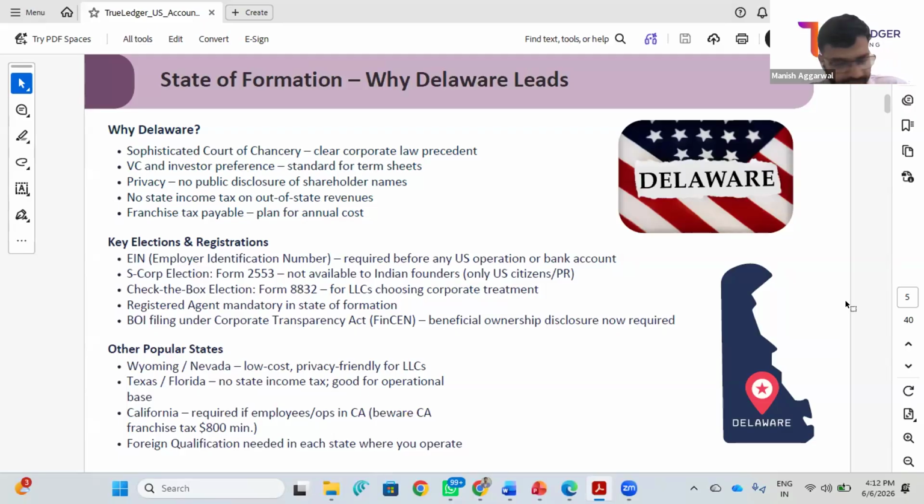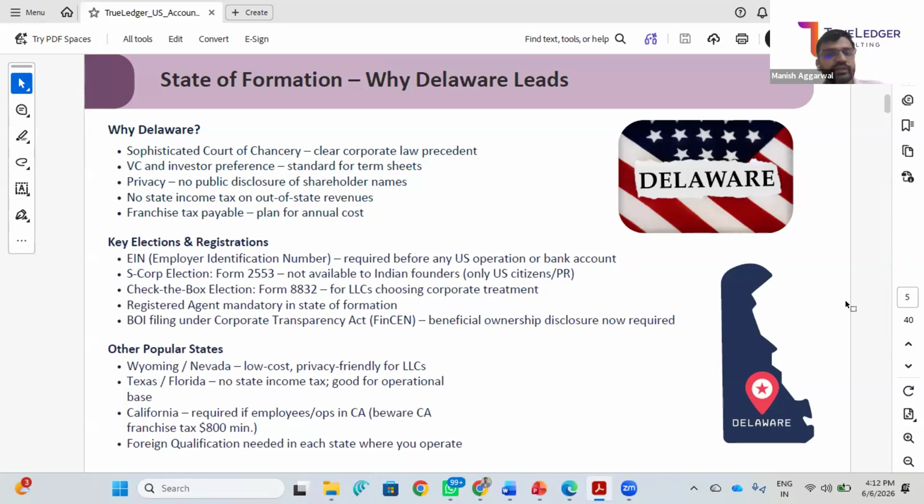The process is broadly the same, but each state has different laws, both in terms of the corporate laws and the tax laws. And depending on my objective, it could be for flexibility in the corporate structure, corporate bylaws, and preference of the investors, or from a tax point of view, or from a privacy point of view, like if public disclosure of the shareholder is not required. So, based on those factors, we determine which state is right for you.